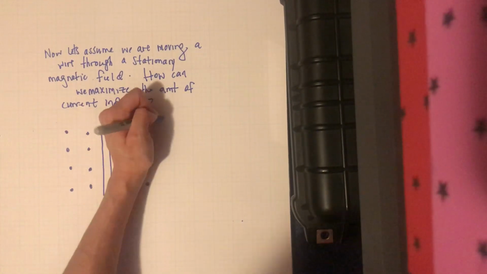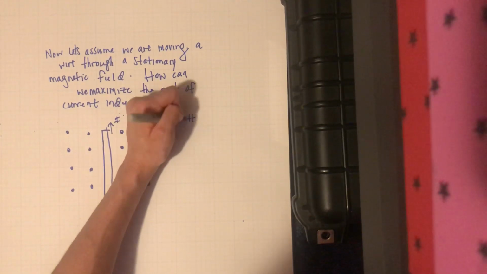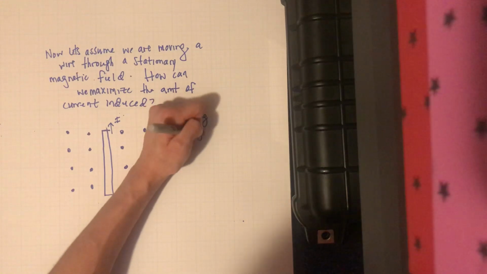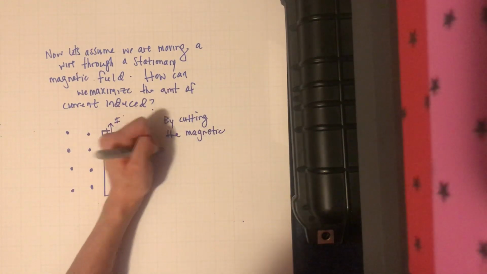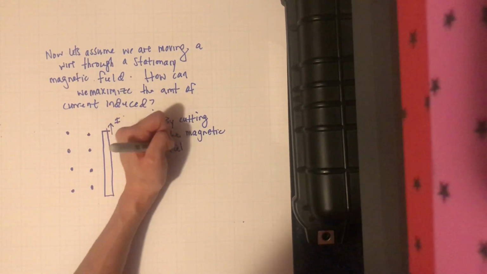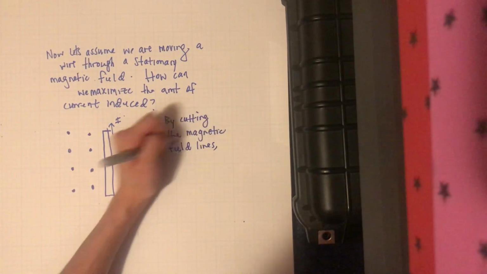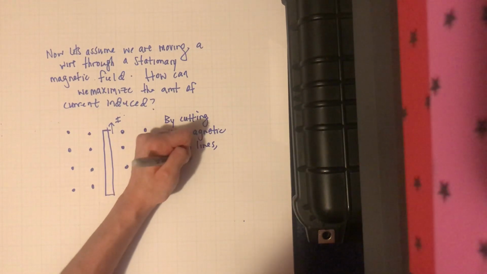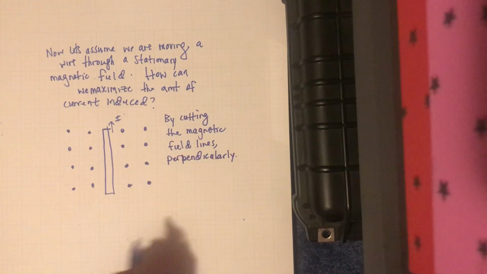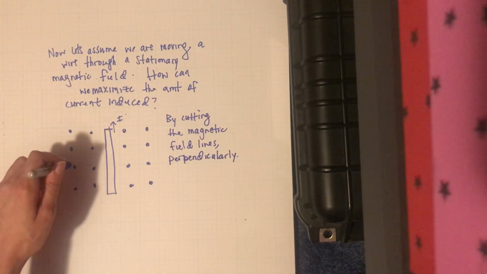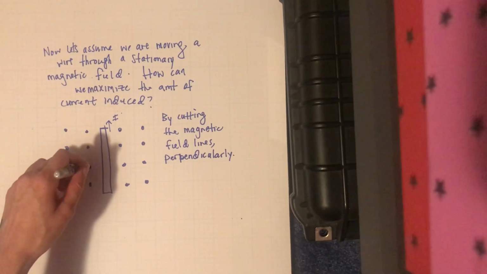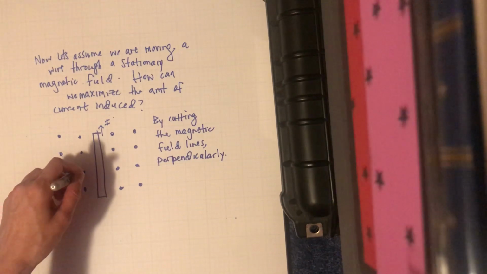Okay, so the answer to this question is by cutting the magnetic field lines perpendicularly. That's how we're going to maximize the magnetic force on these electrons. Well, this might be a little bit difficult to visualize, but these lines are all coming out of the page. That's what the dots mean. Okay, so how can I cut these perpendicularly?